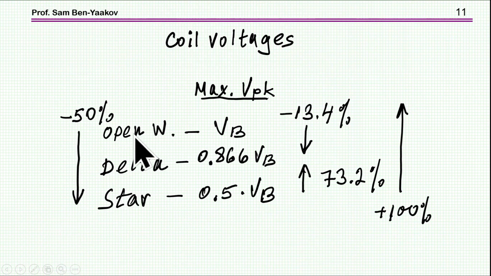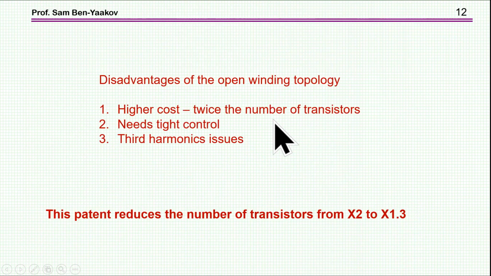So clearly, the open winding gives you the highest voltage, and this is why it is preferred. But, of course, there are some problems with it, especially in the fact that it needs twice the number of transistors. That is, instead of 3 half bridges, you need 6 half bridges, which is quite a bit.